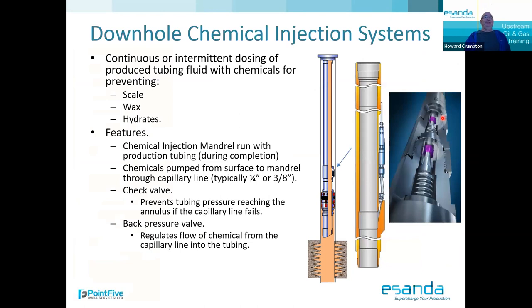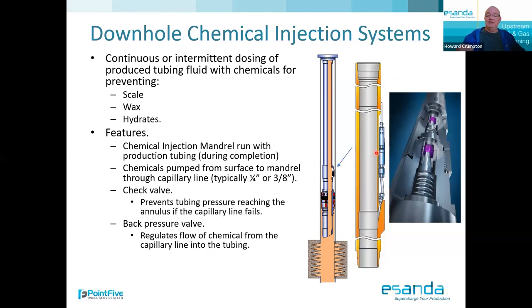In addition to the basic flow management equipment, our zonal isolation packers and our inflow valves, we can put other equipment in to aid production from the well. Very, very widely used in subsea wells is downhole chemical injection systems. In my opinion, this is something that the industry should be running more of, because it's not a huge incremental cost. And managing some of the problems this is designed to rectify can be very, very costly in terms of CapEx. So what we do with downhole chemical injection systems is we run a mandrel, which is part of the production tubing, and attached to that mandrel is a capillary line, usually a quarter inch or 3/8 inch diameter.